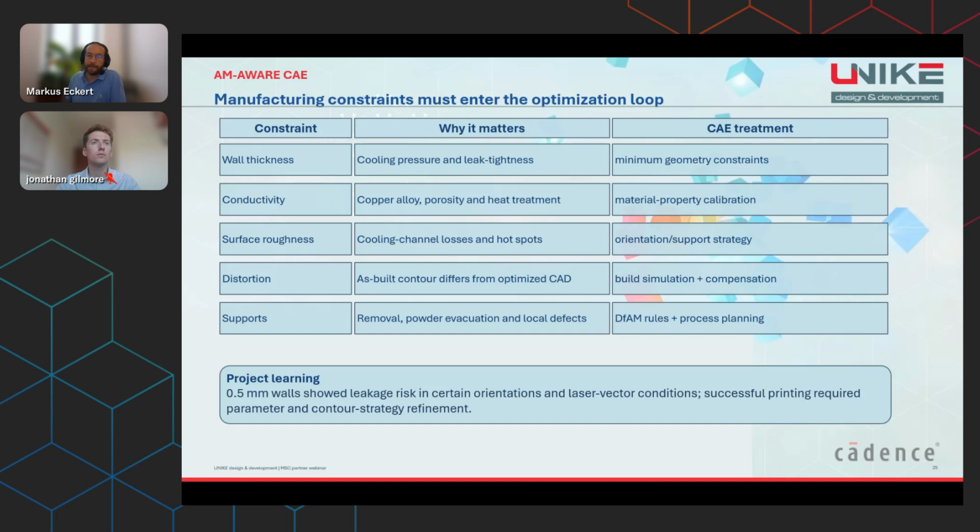One project learning was that very thin walls can show leakage risk in certain orientations with laser vector conditions. Therefore, the optimization must not only find the shape, it must also account for the manufacturing and process strategy.